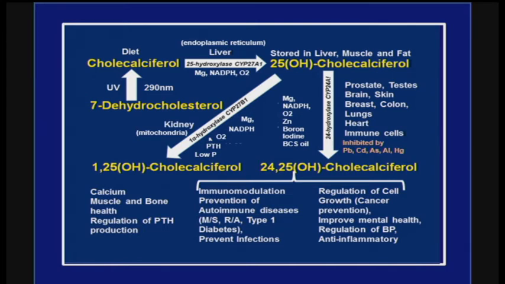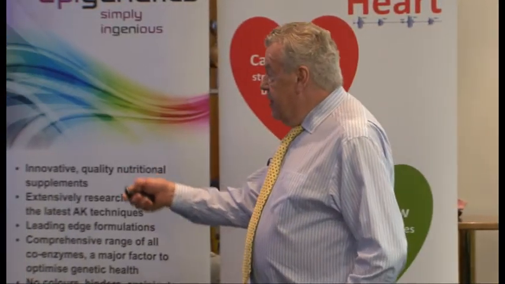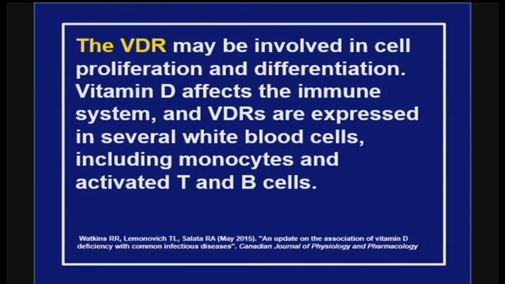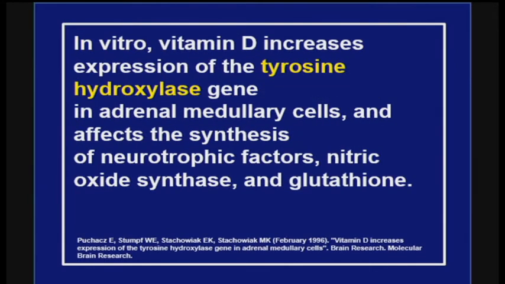So some oils contain these substances naturally. We find that black cumin seed oil and apricot kernel seed oil contain these trace minerals, which activate this pathway. So the vitamin D receptor, the VDR, may be involved in cell proliferation and differentiation. Vitamin D affects the immune system, and the VDRs are expressed in several white cells, including the monocytes and the T cells and the B cells.